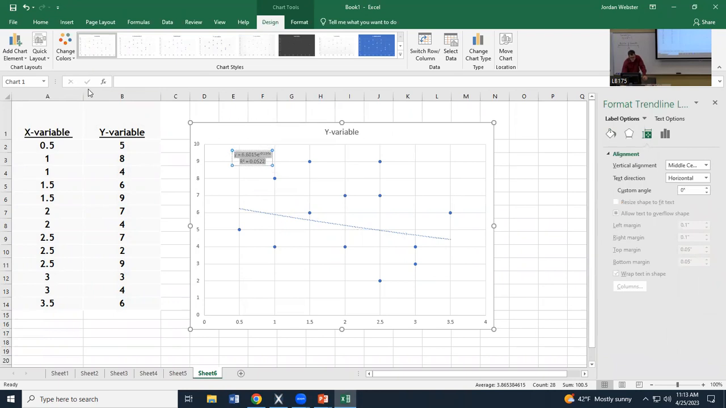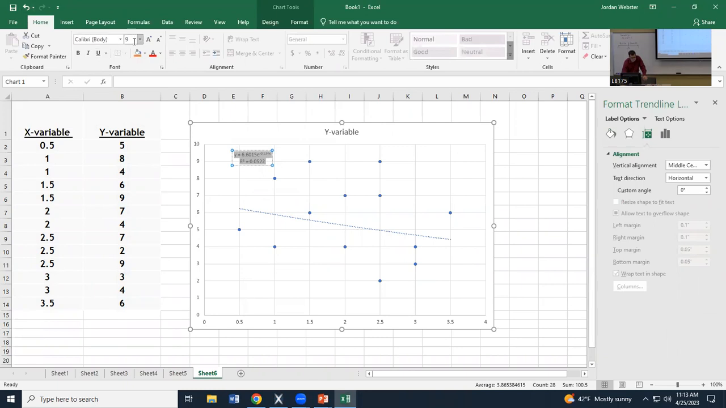As you can see, if we do an exponential one, I get an R squared of 0.0522, 0.05. That's a really low R squared, isn't it? Okay.